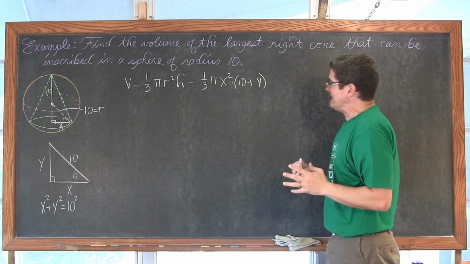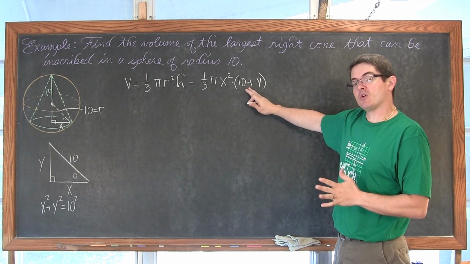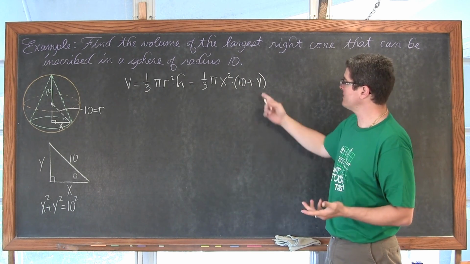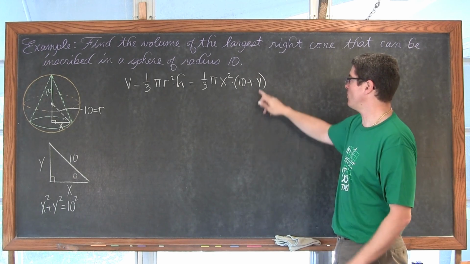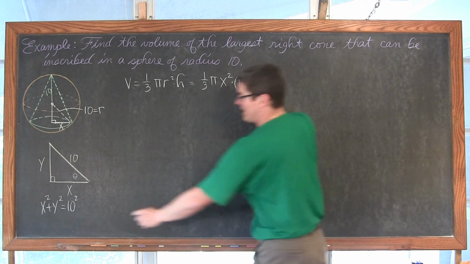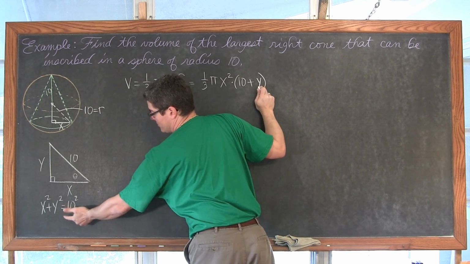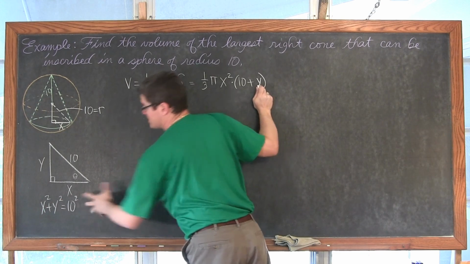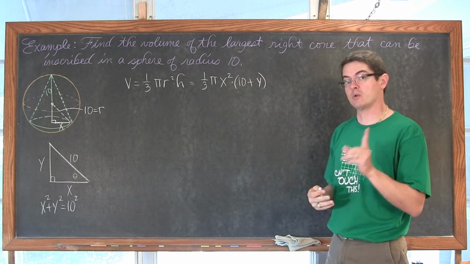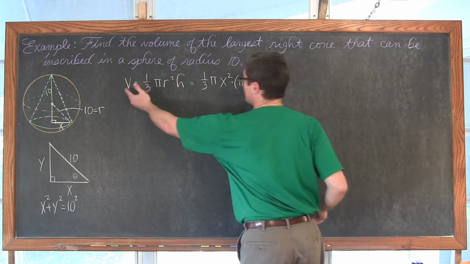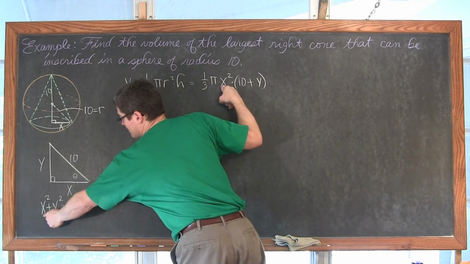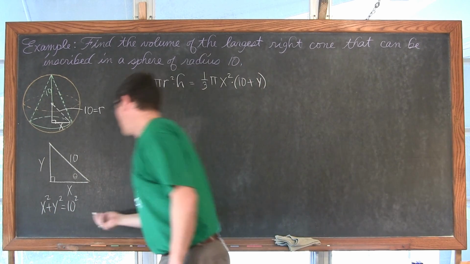Okay, so now I can write this in terms of either x or y. If I want to take the y out and write this function in terms of x, then I would have to say that y is equal to the square root of 100 minus x squared, and I don't want to bring radicals in there. That's going to make the derivative process more complicated. So instead I'm going to write my volume function in terms of y, because x squared is simply 100 minus y squared.